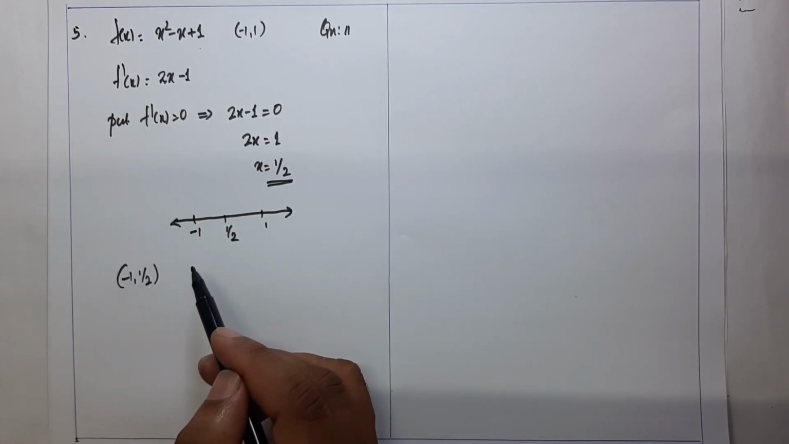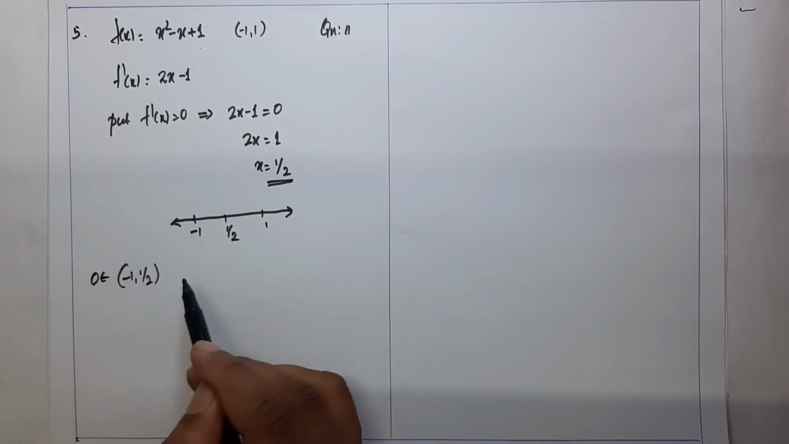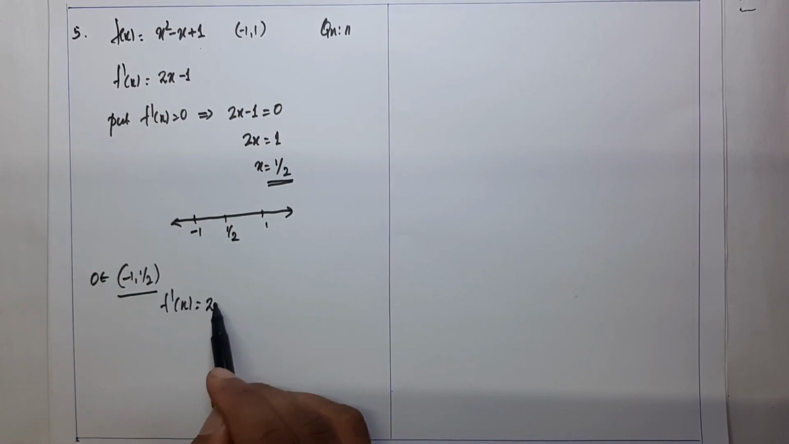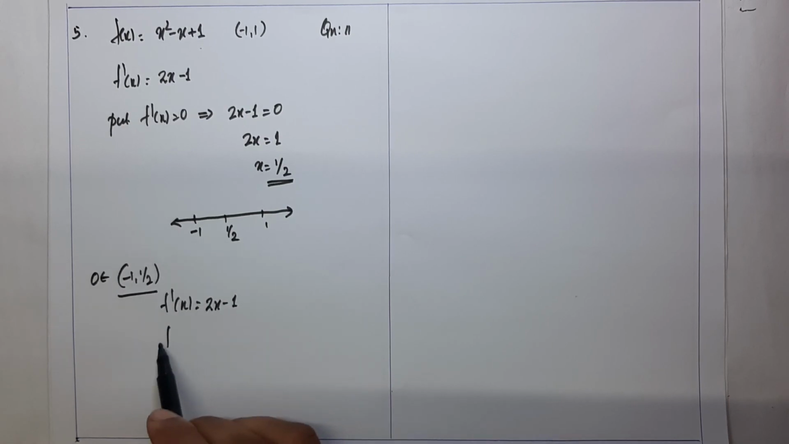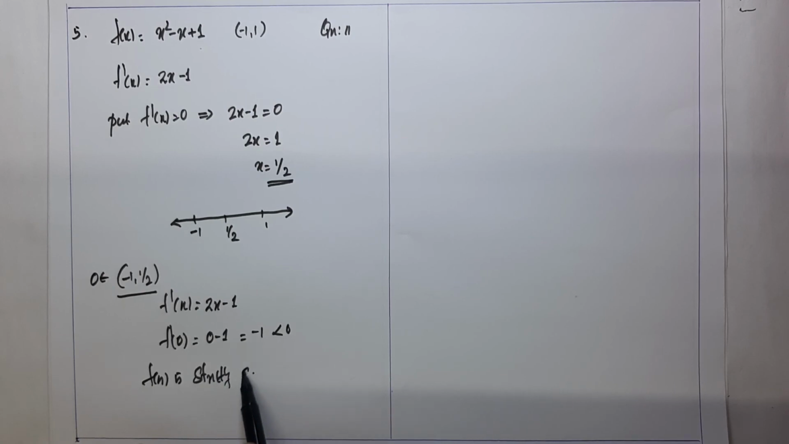Okay, minus 1 to 1 by 2. You take any point lying between minus 1 and 1 by 2, say 0. What is f dash 0? f dash x is equal to 2x minus 1, and therefore f dash 0 means 0 minus 1, which is equal to minus 1, which is less than 0, and therefore f of x is strictly decreasing. f of x is strictly decreasing in the interval minus 1 to 1 by 2.